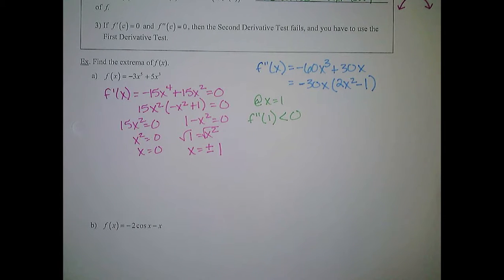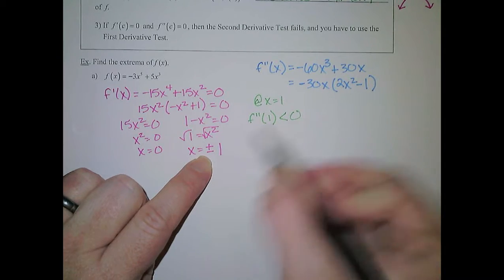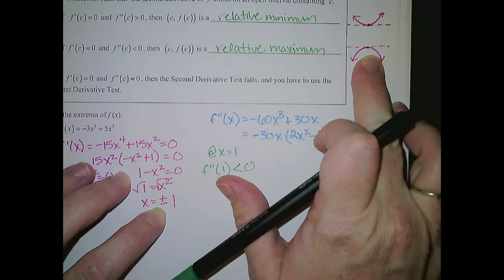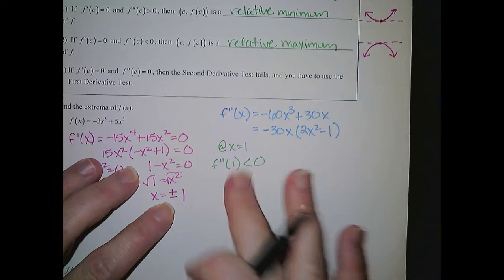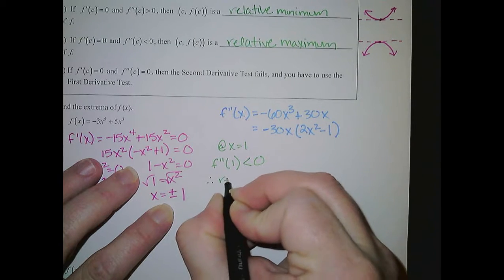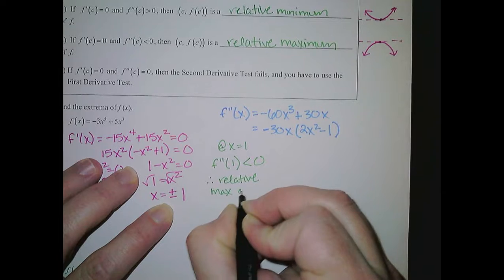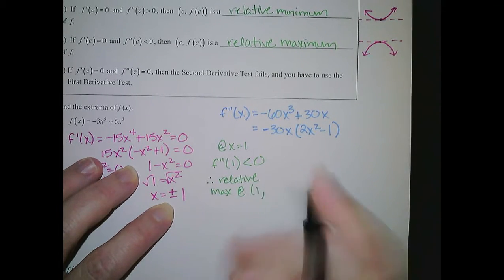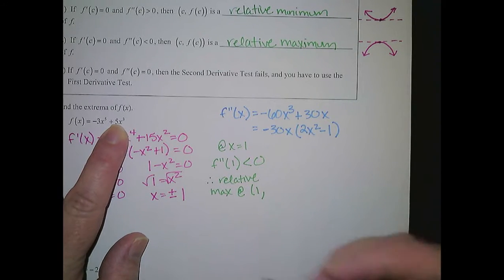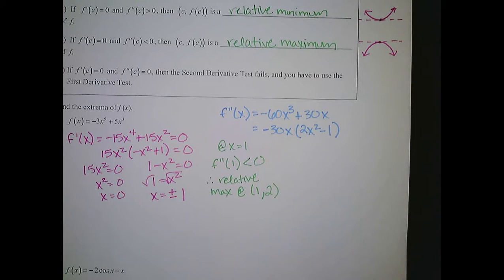So then we know that f prime is equal to 0. The second derivative is negative, which means the graph is concave down. So we know that we have a relative maximum at this point, at the point where x equals 1. And if we plug that 1 back into our original equation, we would have negative 3 plus 5 gives us 2. So we have a relative maximum at the point 1, 2.